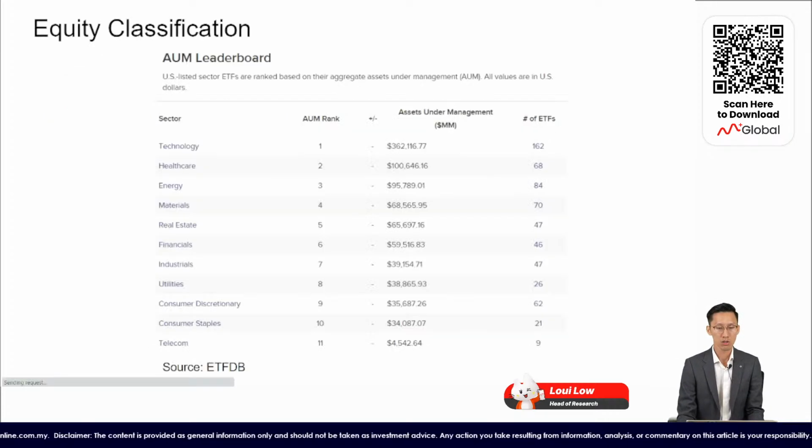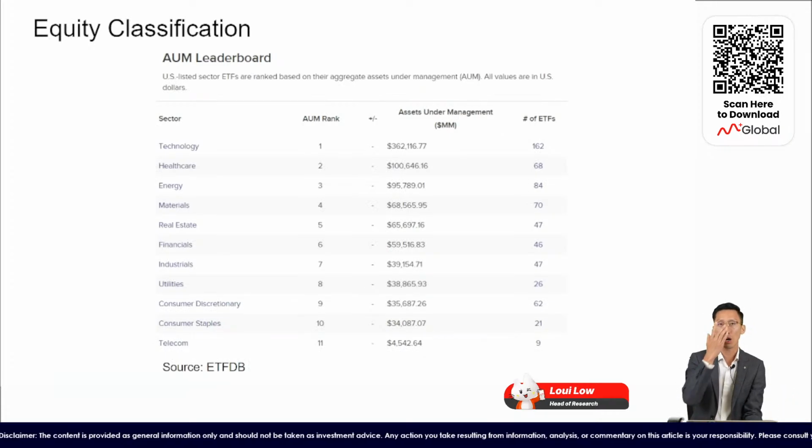Okay. So equity ETFs can also be segregated into many different sectors. So you can have technology, healthcare, or whatever it is. These are all the sectors that you can actually find from some of these websites.